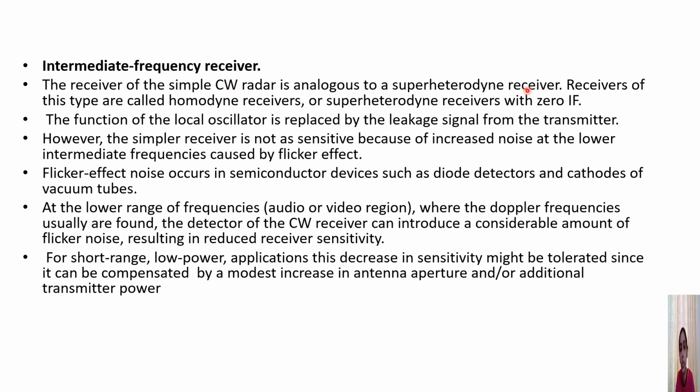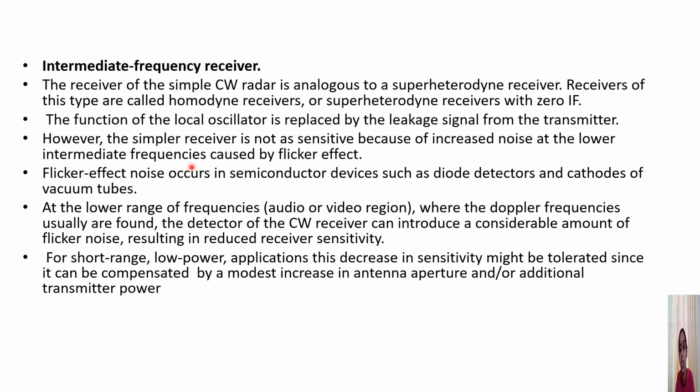Now, speaking of the receiver part, it cannot be an exact superheterodyne receiver because, as you can see, the local oscillator and the IF amplifier are missing. Such a receiver can be called a homodyne receiver, or a superheterodyne receiver with zero intermediate frequency, and the function of the local oscillator here is replaced with the leakage signal from the transmitter to the receiver. But this receiver will not be very sensitive because there will be flicker noise produced at such a low intermediate frequency.